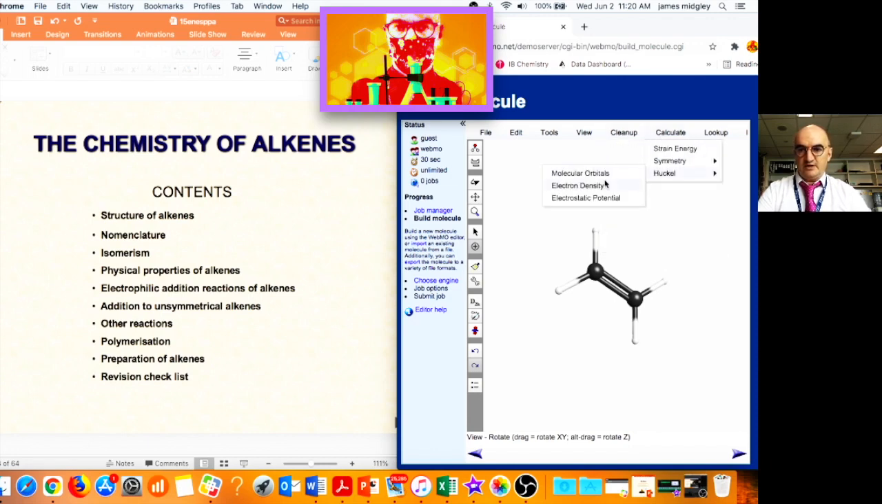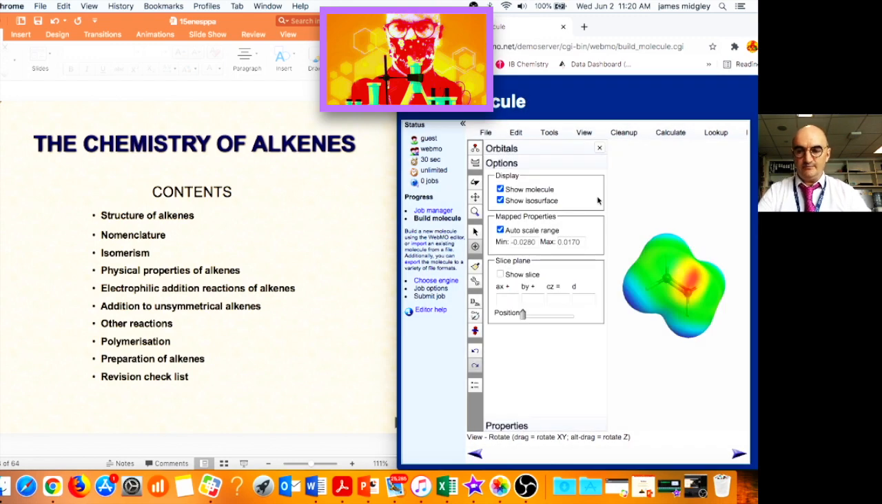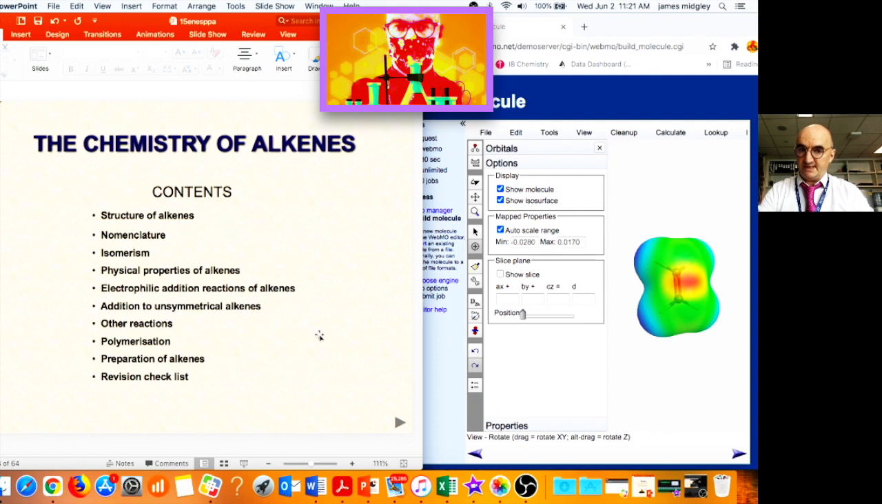We can calculate the electrostatic potential of this molecule, and we can spin simple ethene around, and we can see that the red area, which is the high electron density, is around the pi electron cloud, which we can clearly see here is above and below the plane of the molecule. Spin this through 180, spin it through 360, and we can see just where the electron density is in a simple molecule of ethene. So let's start with the basics.